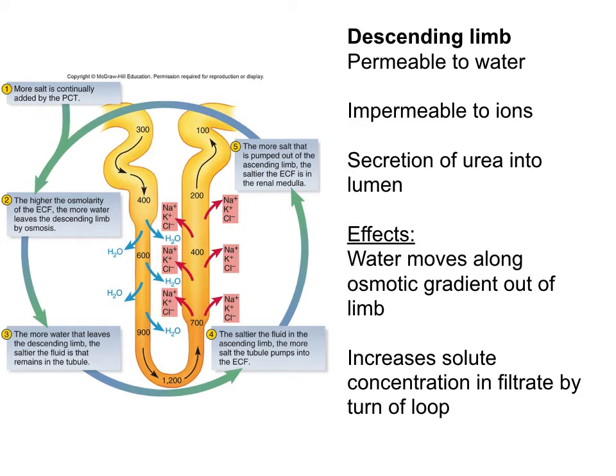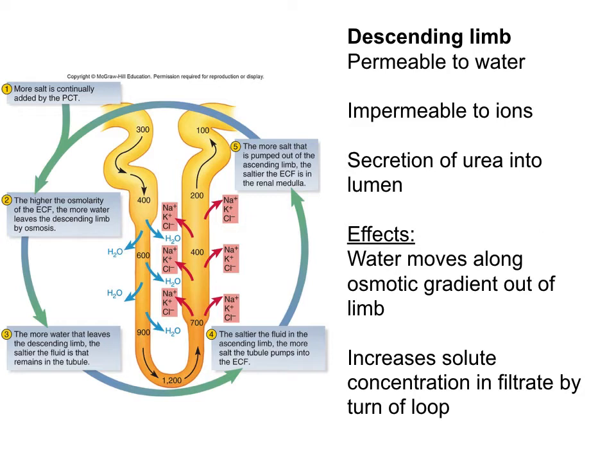Before going forward, and before I forget, your descending limb does do some secretion of urea into the lumen of the descending limb. So you can pick up a little bit of urea from your kidney interstitial fluid, pulling it out of your blood and into the descending limb. What we're going to do is focus in on what's happening with that water.